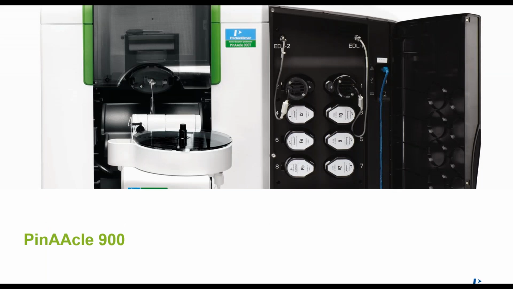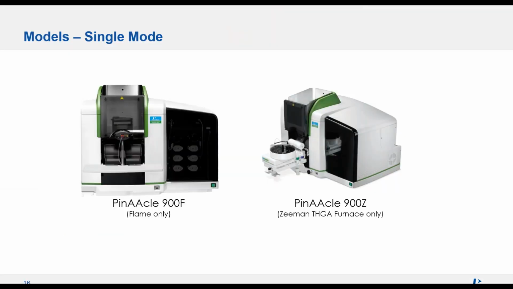It's slightly bigger in size, but it has more capabilities. As you see, it has an 8-lamp design, and it can come in flame only, furnace only, or in a stacked design where you have flame and furnace capabilities in one instrument. So in our single mode models, we have the PinAcle 900F, which is a flame-only version. It just has the burner assembly, no graphite furnace installed, has 8 lamps, 2 EDLs possible. Then on the other side of the spectrum, we have the Zeeman THGA furnace only with the PinAcle 900Z.